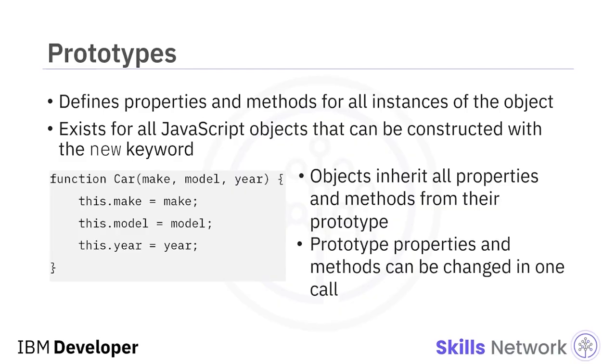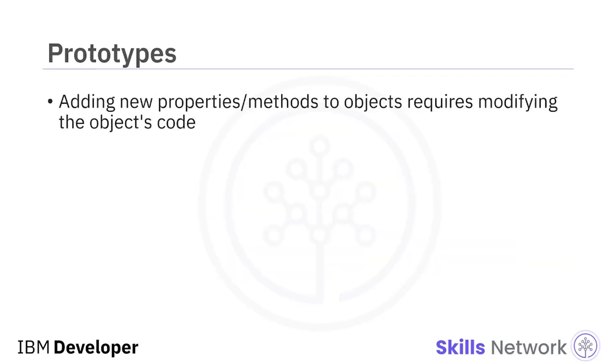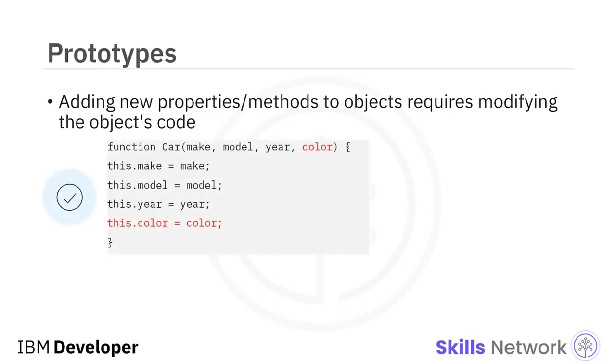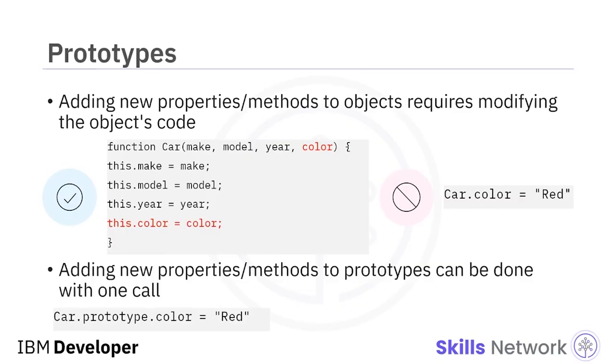Unlike objects, the methods and properties of prototypes can be changed with one call. So, if you want to add a new property to an object's constructor function, for example, you must add it to the function directly by adding it as an additional argument. It cannot be done simply by calling the object itself. With a prototype, however, it is possible to add a property or method with just one call.